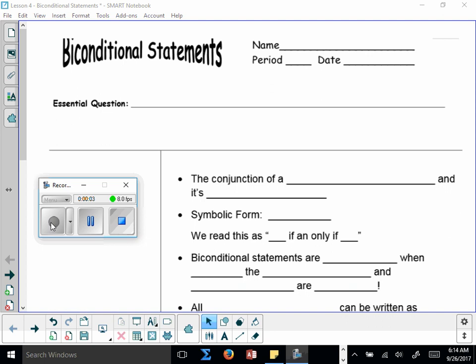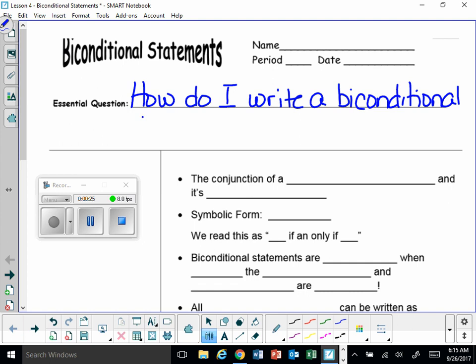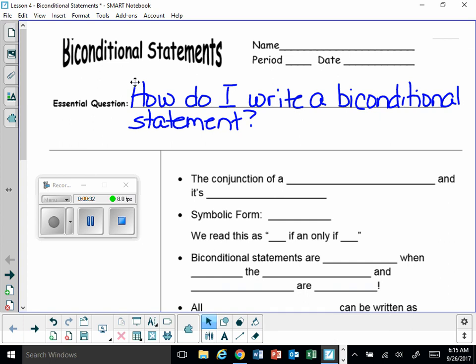Our next lesson in Unit 2 on Logic and Reasoning is on biconditional statements. Our essential question is, how do I write a biconditional statement? Biconditional statements are going to use our knowledge of both conditional statements and converse statements.